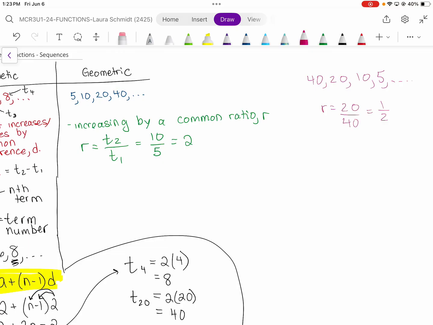So your common ratio can be multiplying or dividing, but it's always written as a multiplication statement. Okay, and the formula for geometric is Tn equals a times r to the power of n minus 1.